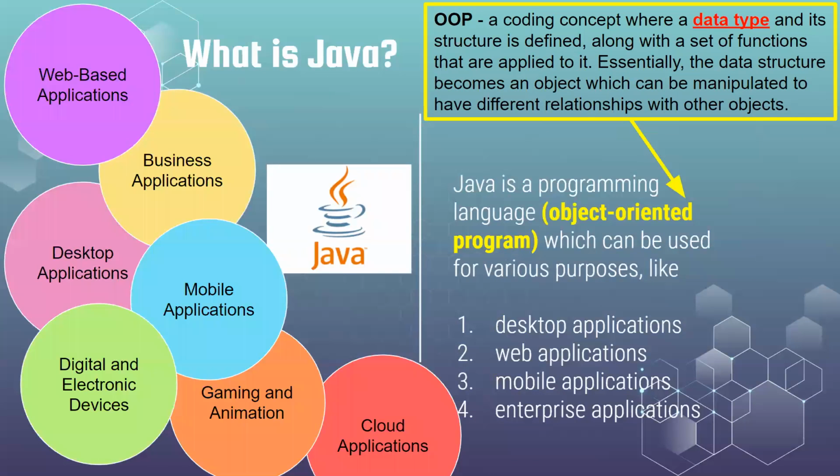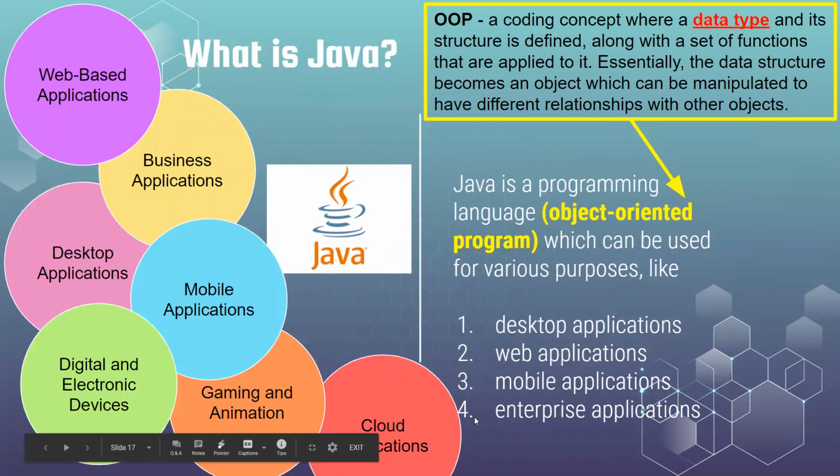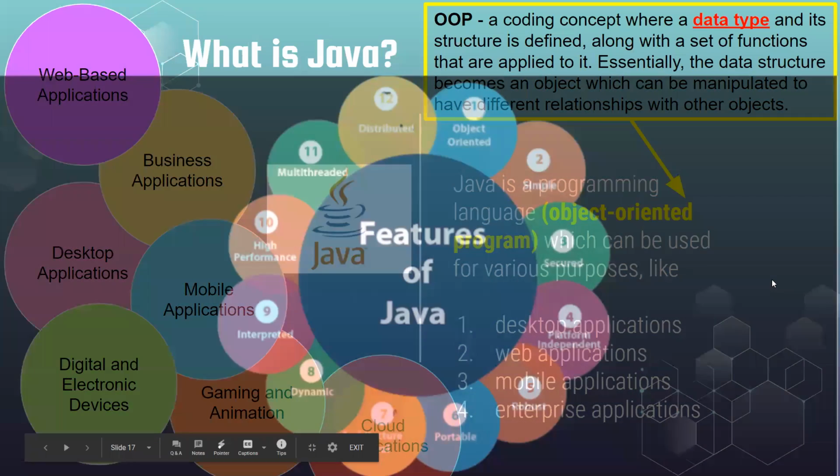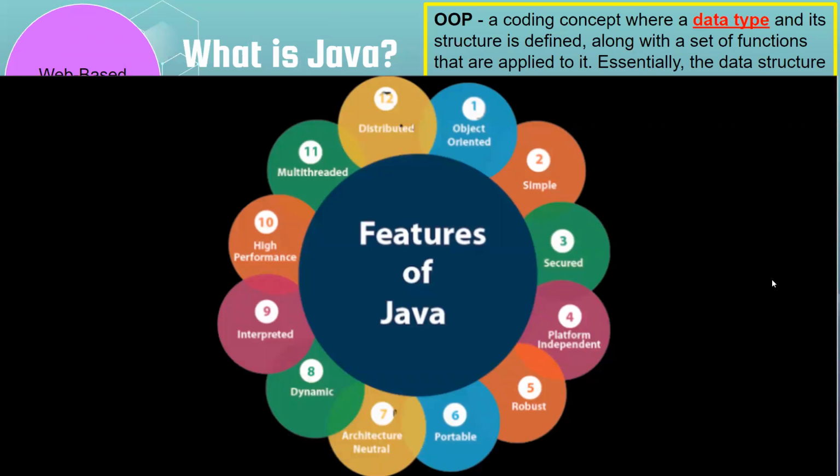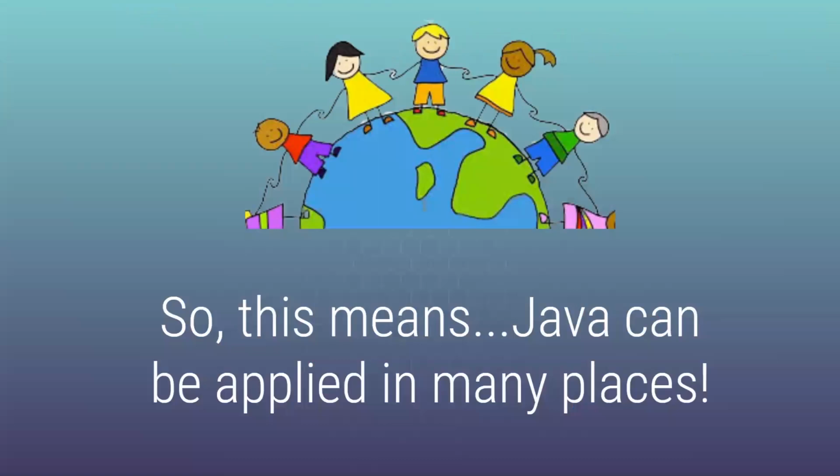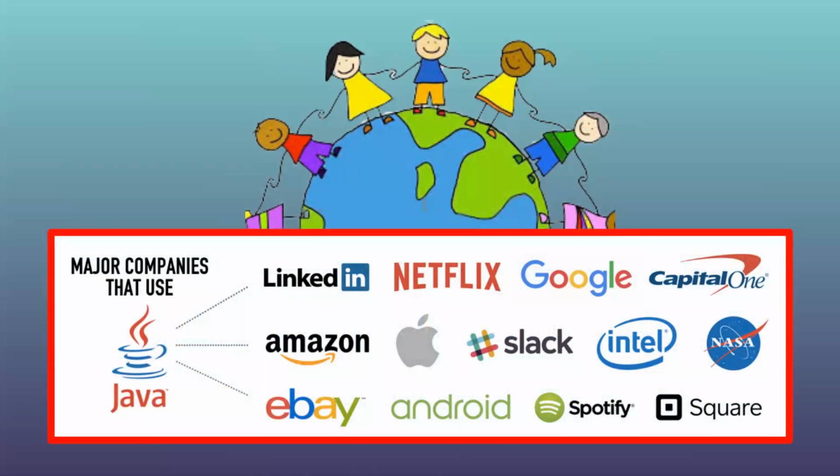On the left, each of these circles show some of the different cases in which Java is used. These are some of the features of Java. Don't worry if you don't understand what all of these topics are, because they are very complex. This picture is just to show some of the reasons why Java is used so commonly and why it is a good language for you to learn. Because there are so many great features of Java, Java can be applied in many places. Here are some of the major companies that use Java.